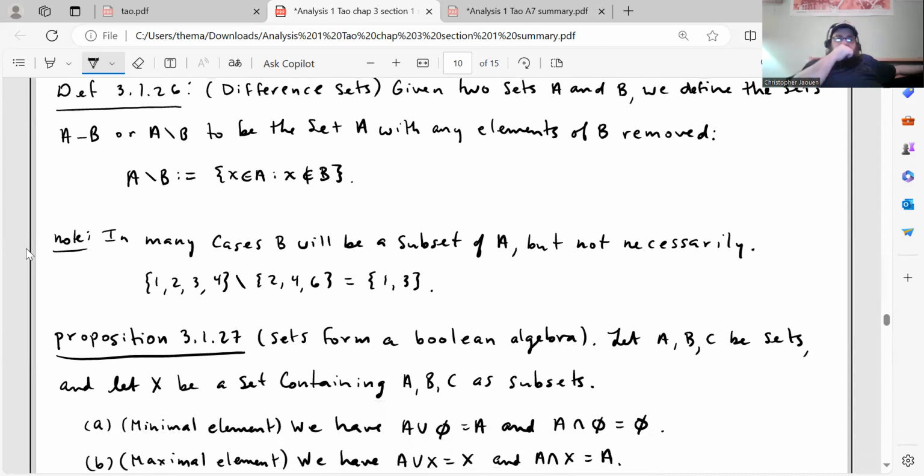And just a note, in many cases, B will be a subset of A, but it doesn't necessarily have to be. So for example, here, the set containing 1, 2, 3, 4 minus the set 2, 4, 6 is equal to the pair set containing 1 and 3.